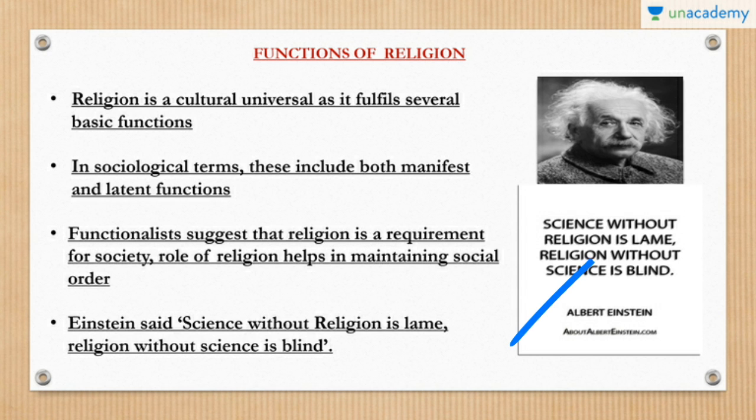Functionalists suggest that religion is the most important requirement as it helps in maintaining the social order of the society. Albert Einstein, the famous German physicist, said that science without religion is lame, religion without science is blind. Now, what is the meaning of this one? As you all know, Albert Einstein was not a very religious person. Many people say that he was an atheist also.